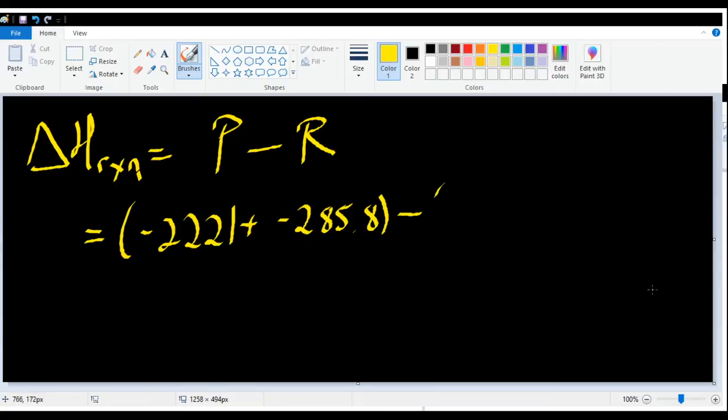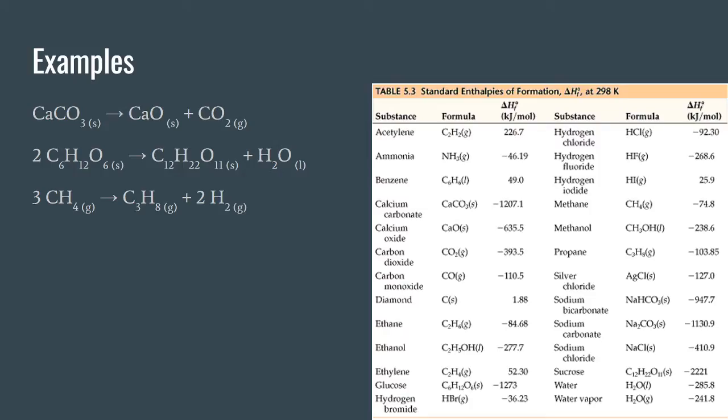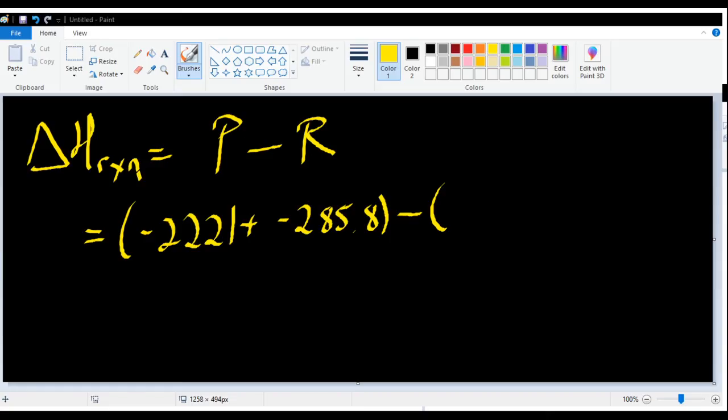And then we subtract our reactants. And this is where our coefficients come into play, because you take a look, there are two sugar molecules going into this. Okay. So 2 times negative 1273. Okay. Don't forget your coefficients. And as always, be careful of those negative signs. I'm never going to stop harping on that, because they will screw you up quite a lot.